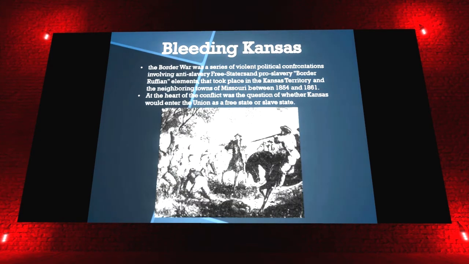Bleeding Kansas was a series of violent political confrontations involving anti-slavery free staters and pro-slavery border ruffian elements that took place in the Kansas Territory and the neighboring towns of Missouri between 1854 and 1861. At the heart of the conflict was a question of whether Kansas would enter the Union as a free or slave state, due to the fact that Kansas was under popular sovereignty. As such, Bleeding Kansas led to a bunch of fights between the North and the South over getting power so they could create the state to be either slavery or non-slavery.